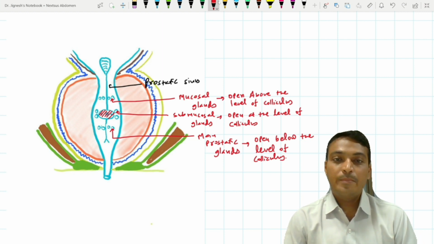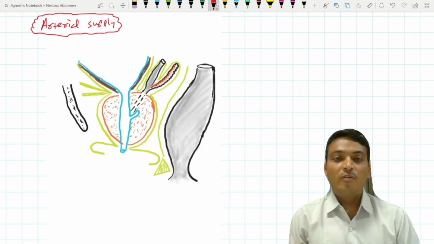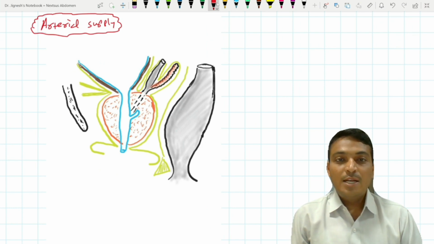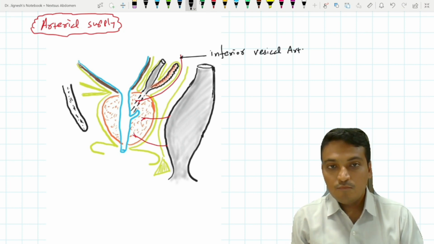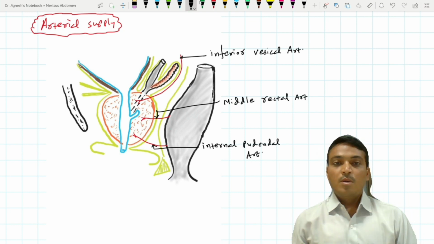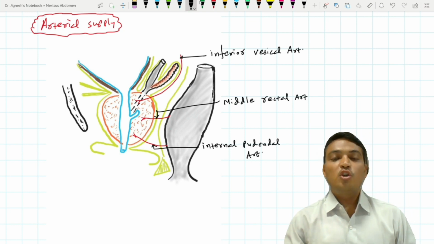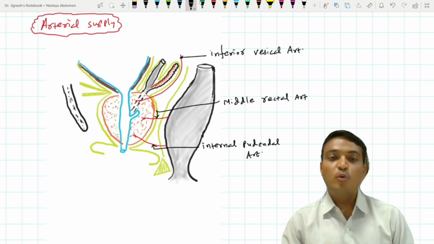So this is the important understanding of the opening of the ducts of the different types of glands of the prostate. Now let's see the arterial supply of this prostate gland. The prostate gland is supplied by the inferior vesical artery, middle rectal artery, and the internal pudendal arteries. Now let's move on to the venous drainage of the prostate. It is very important to understand.